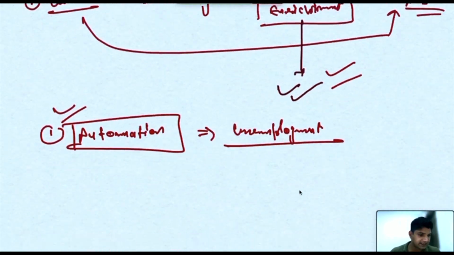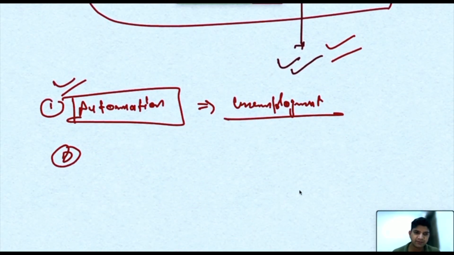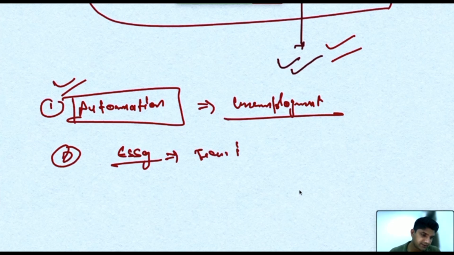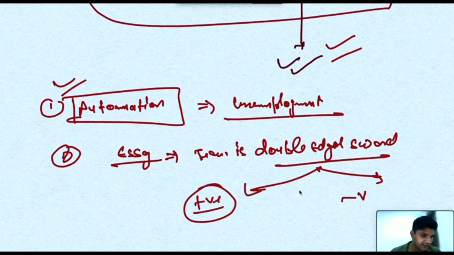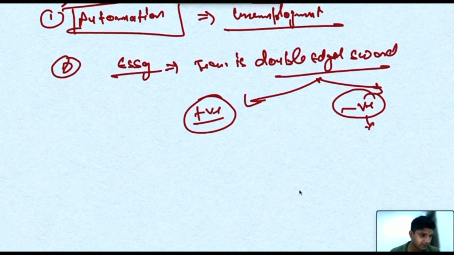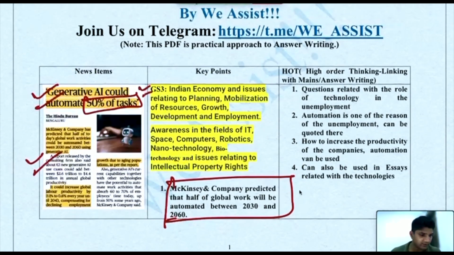Second, something related to technology, such as technology is a double-edged sword. Suppose this is the essay. First you will show the positive of the technology, then the negative. In the negative, labor force, or say unemployment, there also you can quote this thing. So this is one thing.